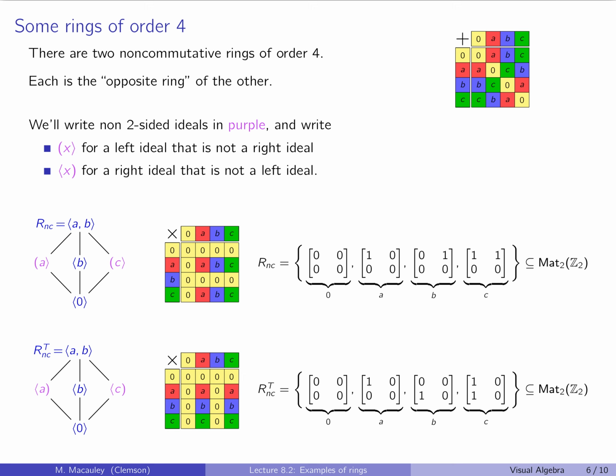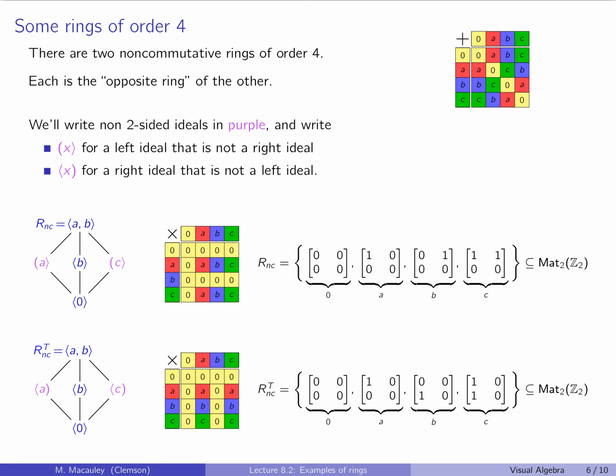Finally, here are the last 2 rings of order 4 that have non-cyclic additive group. And both of these are non-commutative. Each one is the so-called opposite ring of the other. And I think it should be clear what I mean by this if I just show you the multiplicative tables.